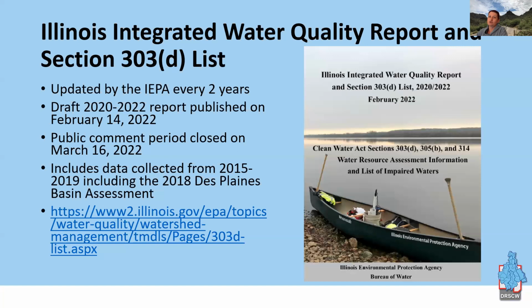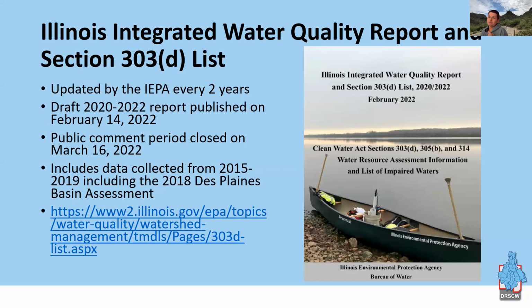But I actually find that most of the uses, most of the important information of the report are actually in the appendices. So before I go into each of the appendices, we should note that this is the 2020-2022 report, and the data used in this report was from 2015 to 2019, which included our basin assessment. So in 2018, the state did their basin assessment of the Des Plaines Basin, which includes all of our watersheds. And that data was used to do this report.